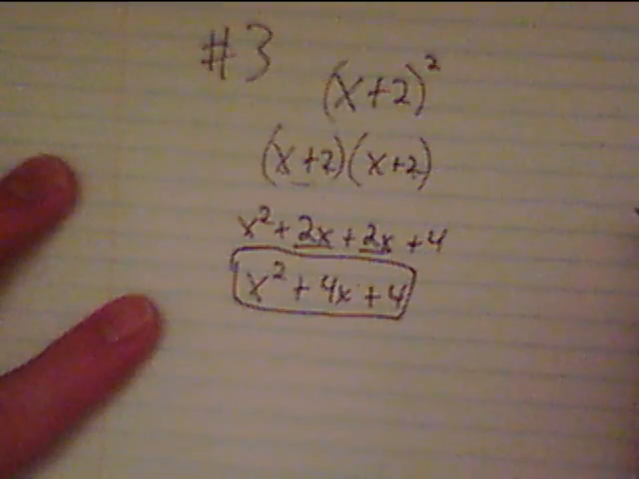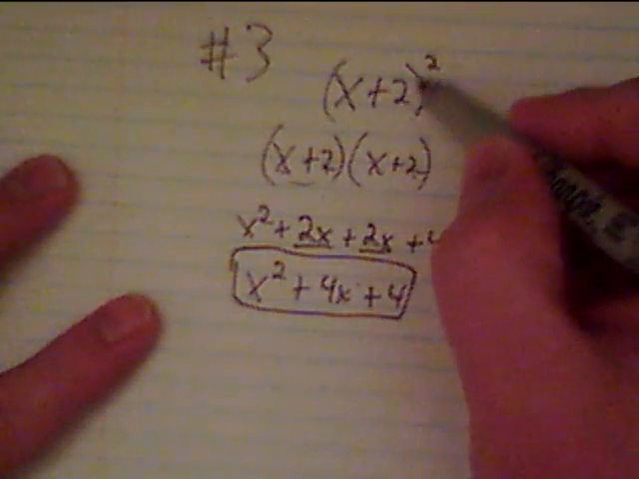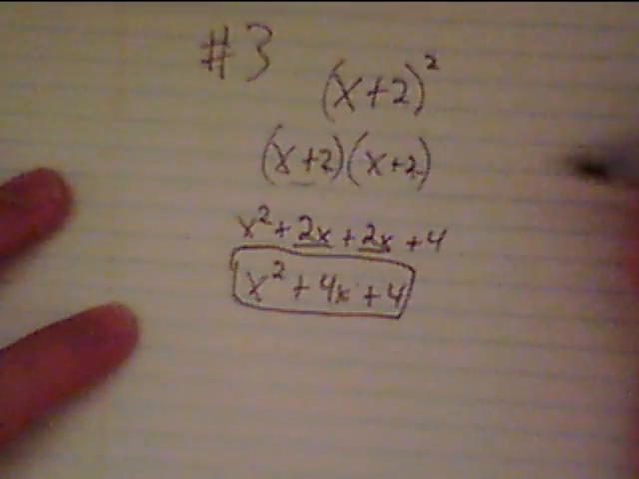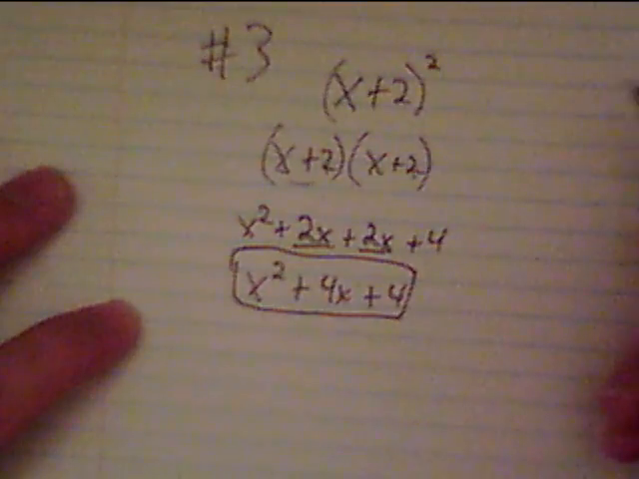And there's our answer. Again, you can't just take this exponent and distribute it to the 2 and distribute it to the x. It doesn't work that way. It doesn't work the same as if you had a multiplier here, that would work, but an exponent doesn't work the same way. This is how we're going to do this problem.